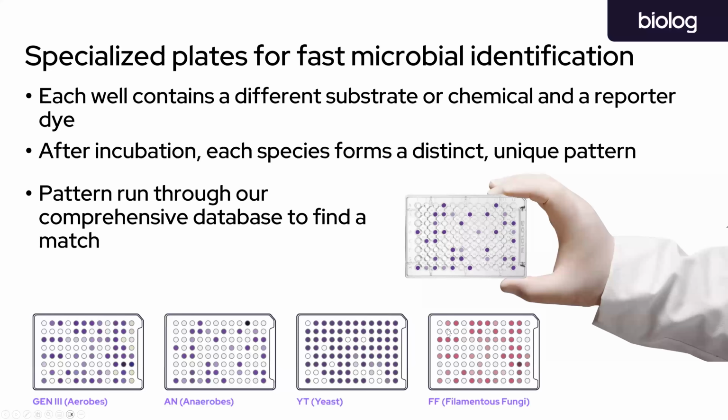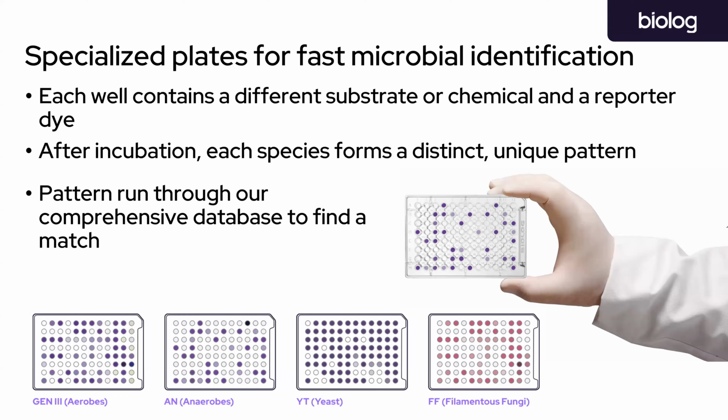And we have these specialized plates that are specifically designed for doing ID. Each of these four that are shown below are single plate universal test panels that we use for identifying specific categories of microbes. So you can see we have a plate for bacteria, and that encompasses gram negative and gram positive bacteria. You don't need to know which one it is. We have a plate for anaerobic organisms, a plate for yeast, and then a plate for molds and filamentous fungi.